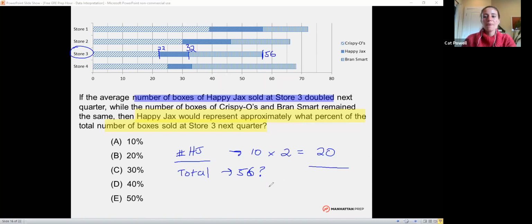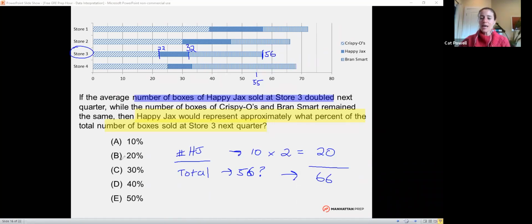Yep. So here I'm saying, okay, if I have 56 boxes here, I'm doubling this, right? So I have 10 and then I'm adding another 10. So my total is going to have 10 added as well. So I'm going to go up to 66. I would estimate this is probably 56 or 57 because I see this is 55 in between 50 and 60. And now I look at my answers and my answers are pretty far apart.